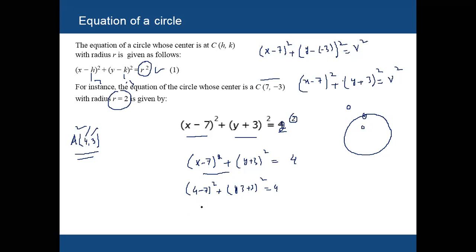4 minus 7 is minus 3, minus 3 square is 9, plus 3 plus 3 is also 9, so 9 square is 81 equal to 4. So 81 plus 9 is actually 90. So 90 is actually greater than 4. This means that these points are outside of the circle. Outside.